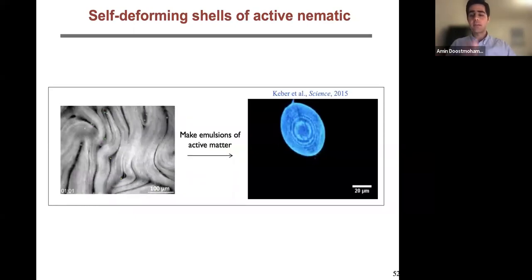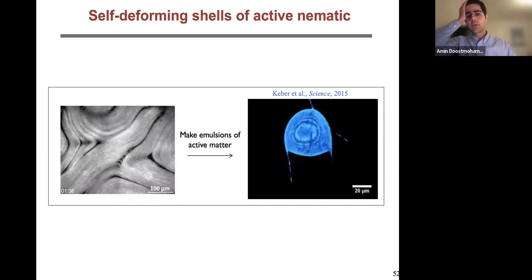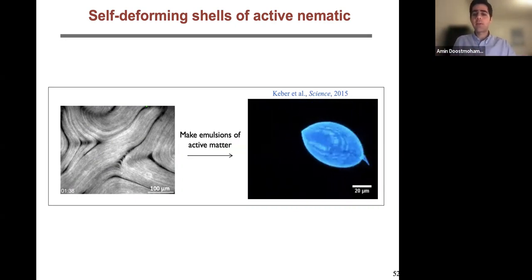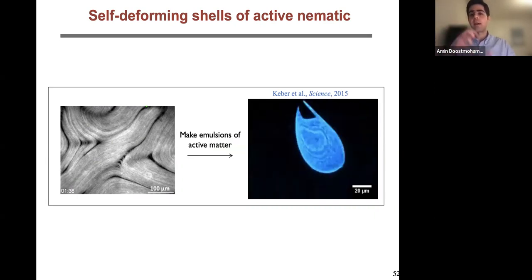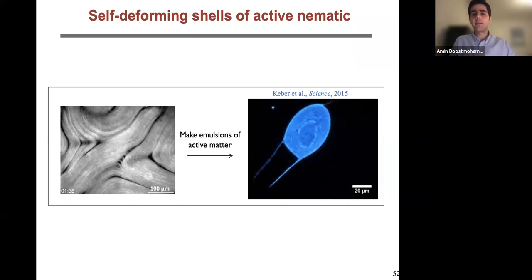This is what they did in Andreas Bausch's lab. And then you form this beautiful living, I would call it organism, that doesn't have DNA and doesn't have anything. So it's like a living organism. It moves around, creates these protrusions, and so on. And you can imagine modeling this kind of system is a nightmare. You have hydrodynamics, you have deformable boundaries, and you have active nematics sitting on the interface.